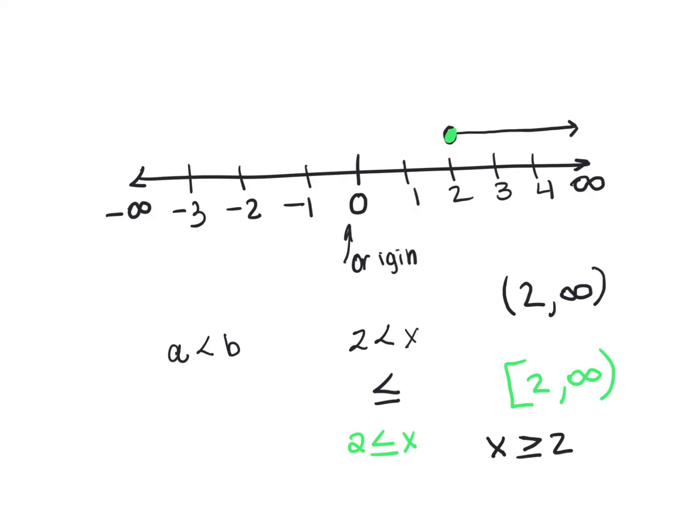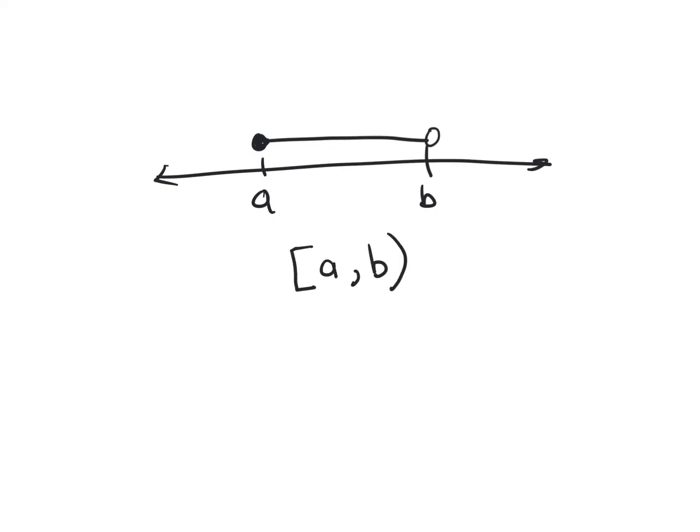So let's go through a couple things. If I was looking at the numbers between A and B, let's say I'm including A, going to B, then I would end up with the interval, closed bracket, A, B, parenthesis, like that. I would write this as an inequality as A is less than or equal to X, which is less than B, not including the B.